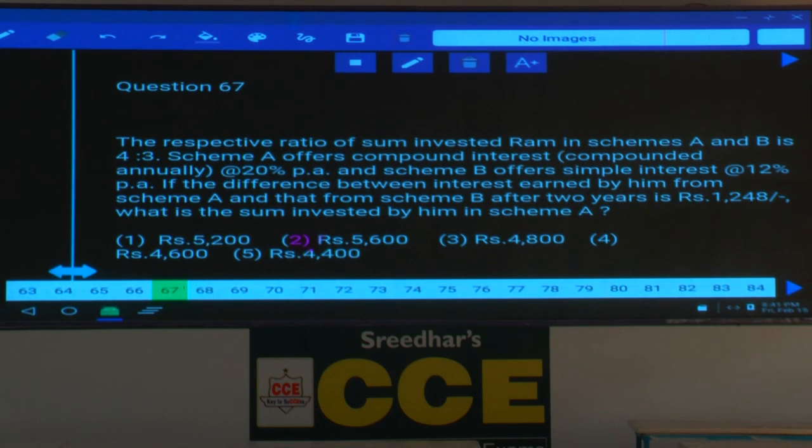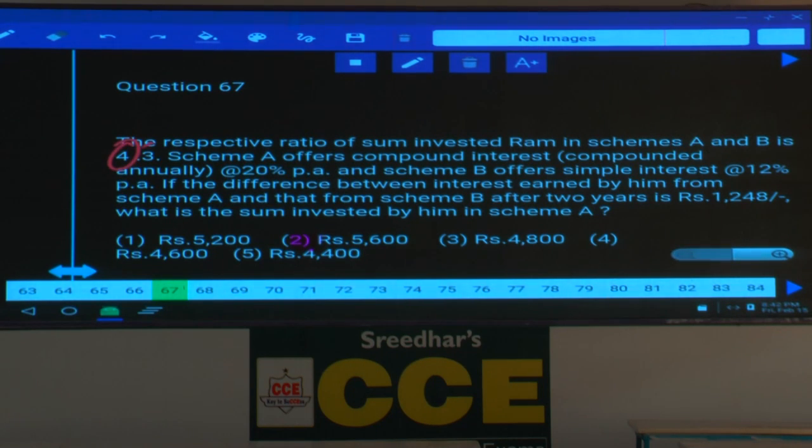Next. Scheme B offers simple interest at 12% per annum. The difference between the interest earned by him from scheme A and from scheme B after 2 years is asked. Scheme B is 12% simple interest, so what is the simple interest for 2 years? 24%. 24% of what? 3 parts. In scheme A you will get 44% of 4 parts, 44 4 times, 176% of P.